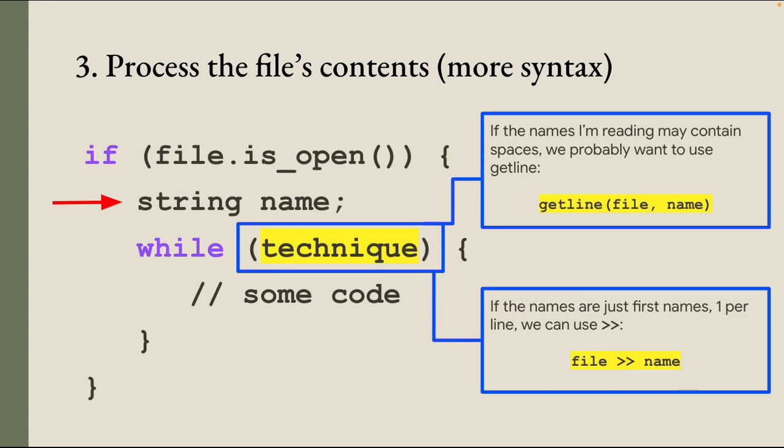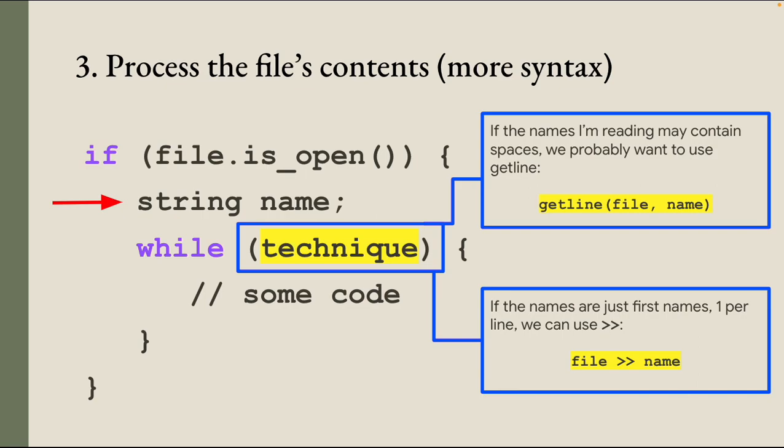The first one is getLine. If I want to use getLine in this case, it's going to read the entire line and store all of that in my variable called name. So no matter if it has spaces in it, let's say it was just 100 things of white space, it's going to store all that white space inside of that variable called name, and then it's going to move to the next line and do it all over again.